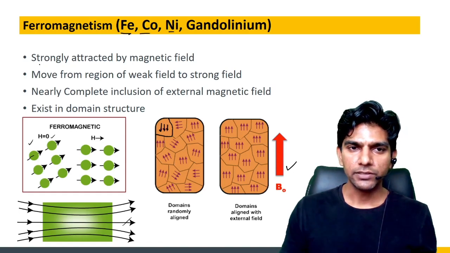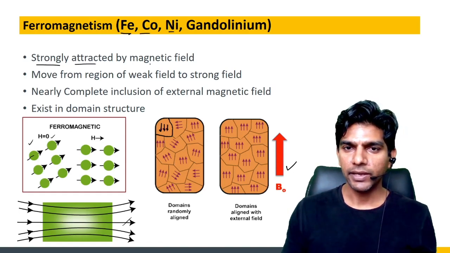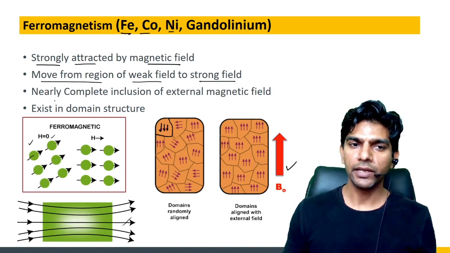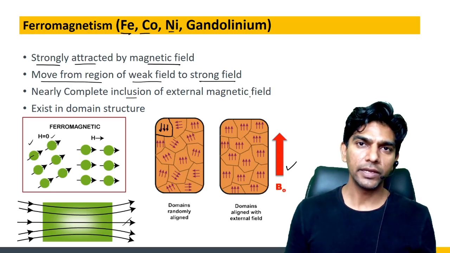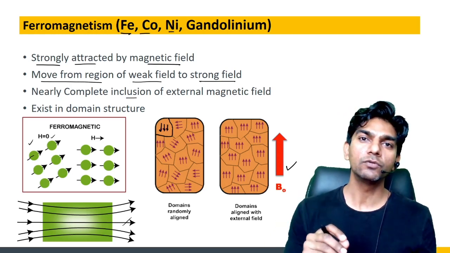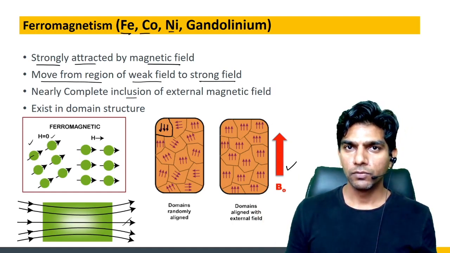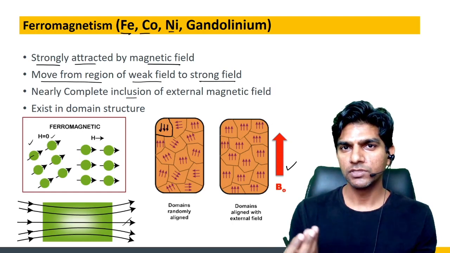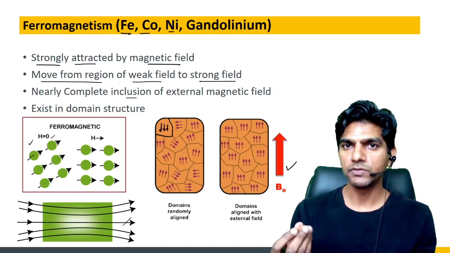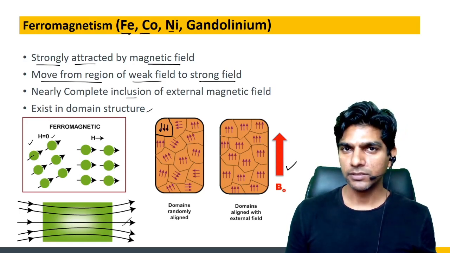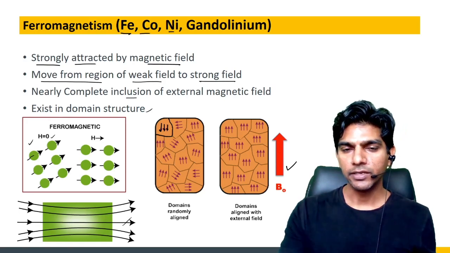So we can say they are strongly attracted by the magnetic field, they move from a region of weak magnetic field to a strong magnetic field, and there is nearly complete inclusion of external magnetic field lines, because in case of ferromagnetic material, the chi value is around 2000, 3000, right? And in case of paramagnet, it is some positive number which is very small. And there exists a domain structure that we have already discussed. So these are ferromagnetic materials.